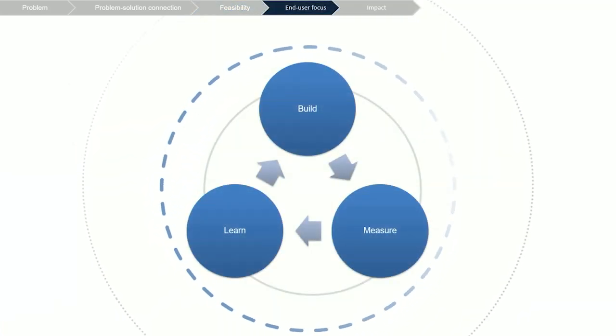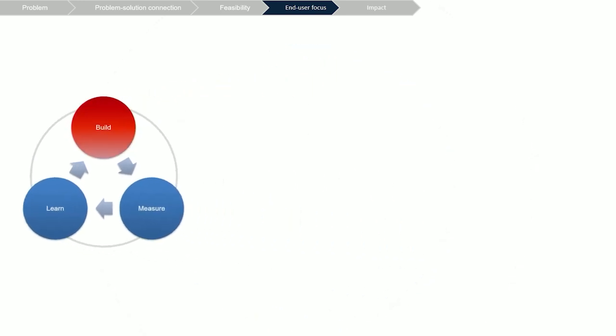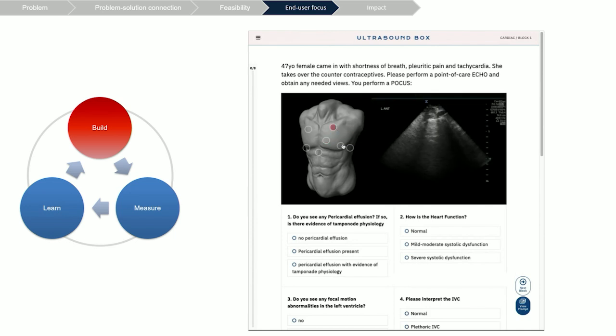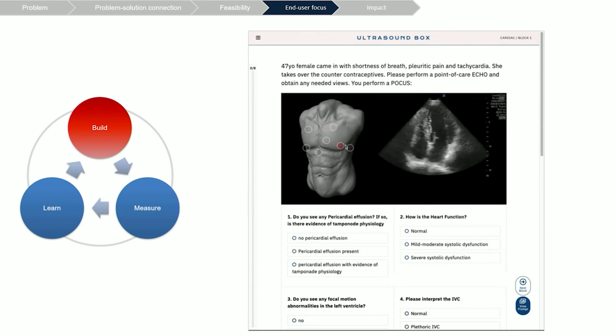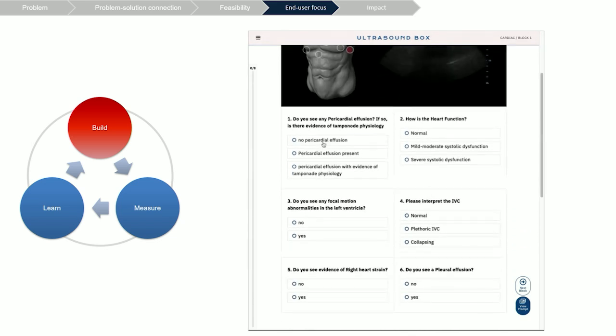This next concept I want to touch on is end user focus. And this goes back to the build, measure, learn cycle that Andy had described. So we build our MVP, and as soon as you have the simplest possible thing, which is what I had on the previous screen, I then brought it to the learners at my institution. You want them to get using it right away.